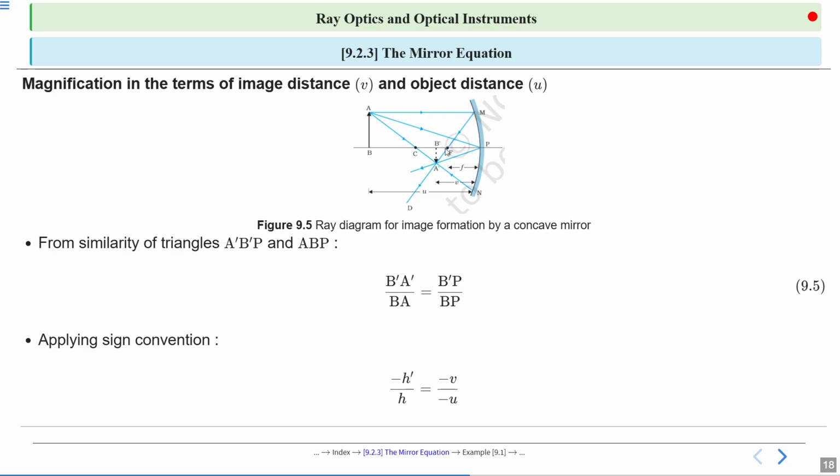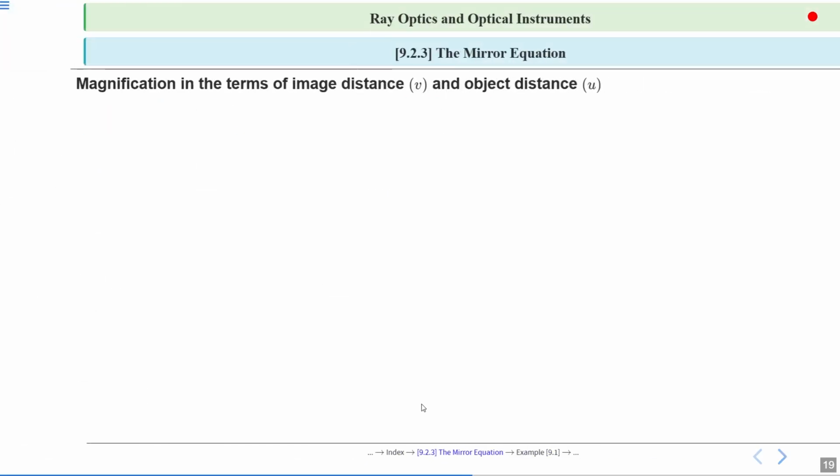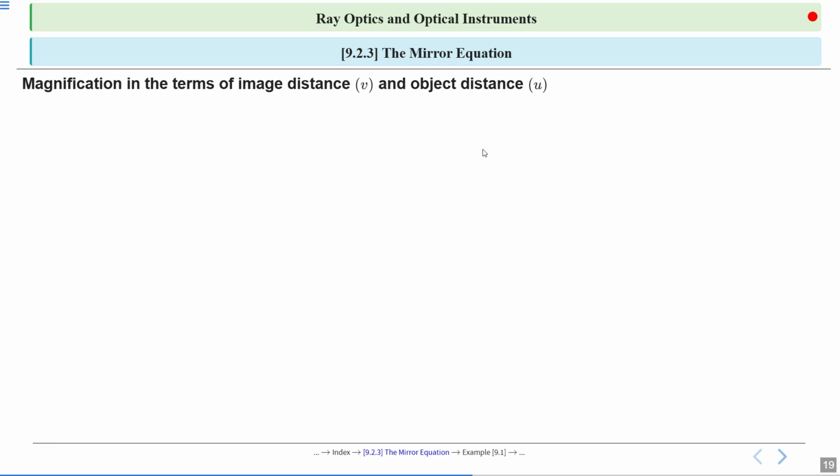So B'P is the distance of the image from the pole. Okay, since we are measuring every distance from the pole, according to sign convention, it will be taken as minus V. And the object is also in front of the mirror, it is taken as minus U. So BP is object distance, minus U. Now after rearranging, you will find the relation H' upon H. So therefore magnification is equal to H' upon H, which is equal to minus V upon U. So this is the final expression, equation 9.9.